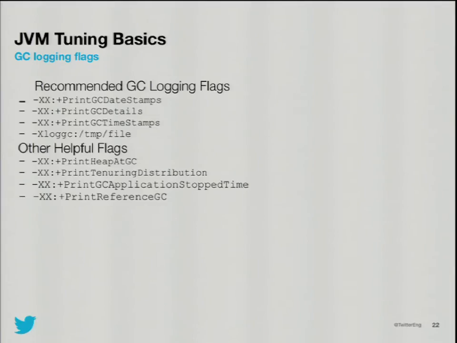I like print heap at GC. It gives me an idea of what's going on with the spaces, like the size of the survivor spaces. Tenuring distribution is very important as well. With these flags, if you take a look at the Java Performance book by Charlie Hunt, a colleague of mine in the past, it goes through this in great detail. So I would highly suggest that book.